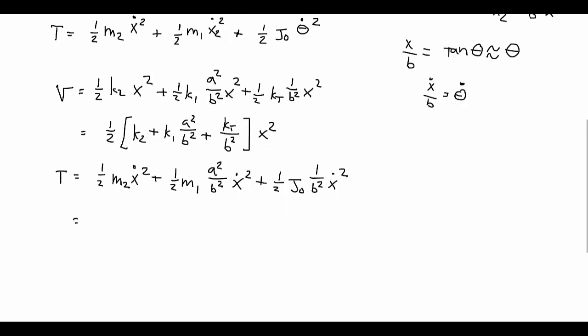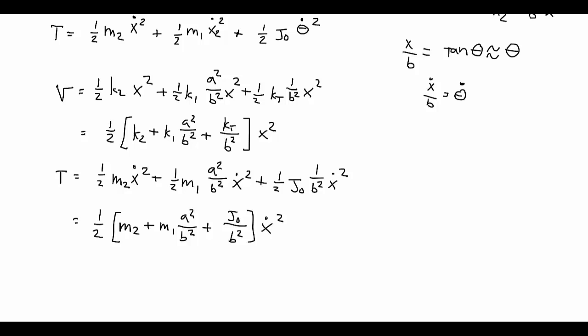So like with the v, I'm going to pull the 1/2 out in front. That will help when I do my partial differentiation, and the x dot squared to the end. All three terms are now in terms of x dot. So I have an m2 plus the 1/2 got taken out, m1 a squared over b squared, plus the 1/2 is out in front, j naught over b squared. So now my t it's in the form that's going to be useful for the next step. I have an x dot squared at the end. That's now my only time-dependent variable is x dot, and I have a 1/2 out in front.